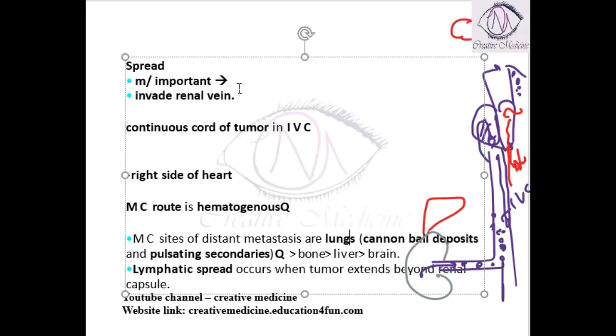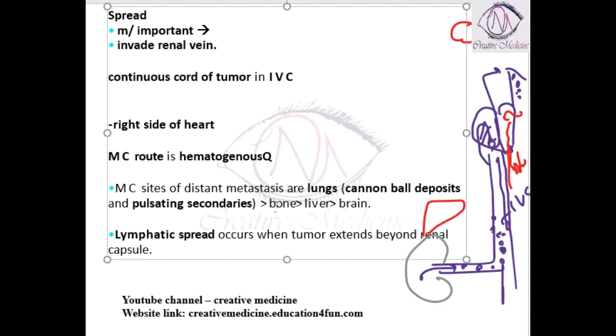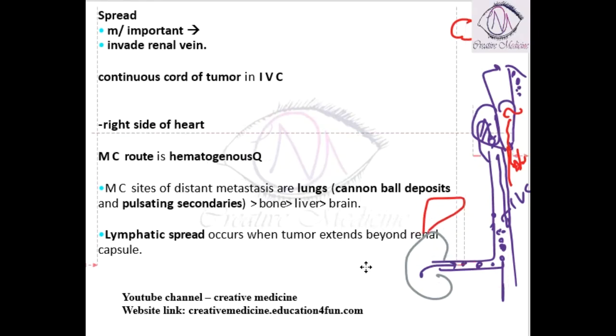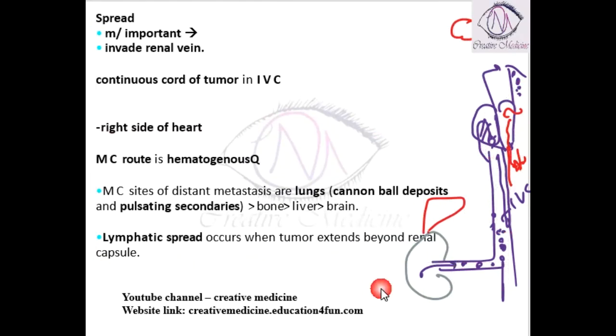The most common site of distant metastasis is first the lungs, and from the lungs the tumor will go to the bone, liver, and finally to the brain. Even lymphatic spread can be seen beyond the renal capsule. So lymphatic spread is also common, but the most important is through the renal vein. From the renal vein, it goes to the inferior vena cava, and from there to the right side of the heart.